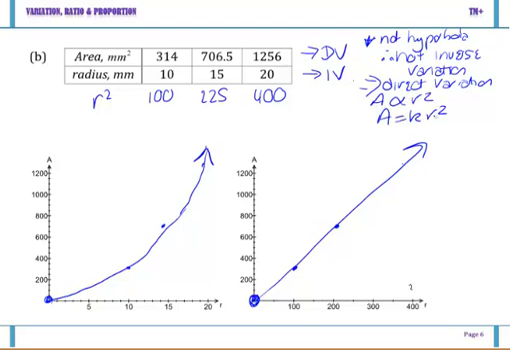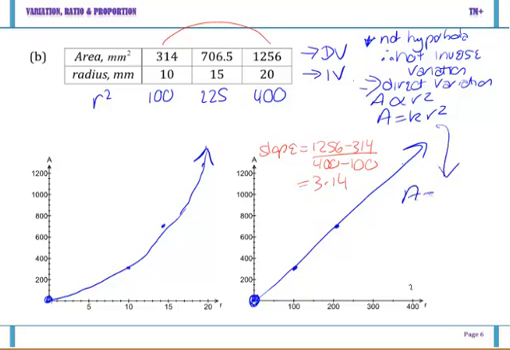If you go ahead and find the slope, and I'll work that over here because I don't have enough room, the slope would be 1256 minus 314, I'm just going to use these points, all over 400 minus 100, which would give you 3.14. Okay, so now we come back to this formula. Area is going to be 3.14 r squared, and that's your circle.